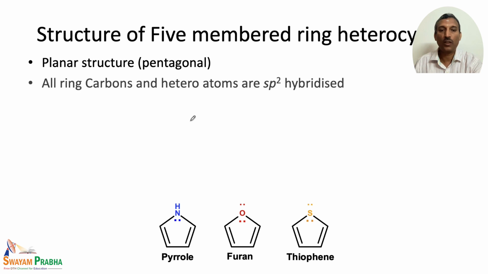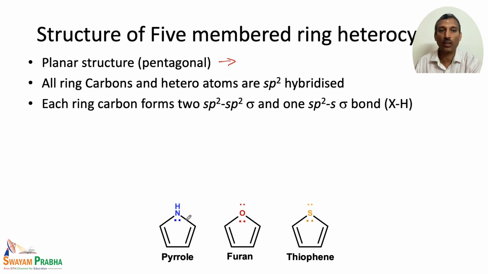And if we look at all the compounds, we can recollect what we have seen. All these compounds have a pentagonal structure. That means furan, pyrrole and thiophene are 5-membered heterocycles. They have a pentagonal or planar structure. And here the heteroatom and the carbons, all of them are sp2 hybridized.